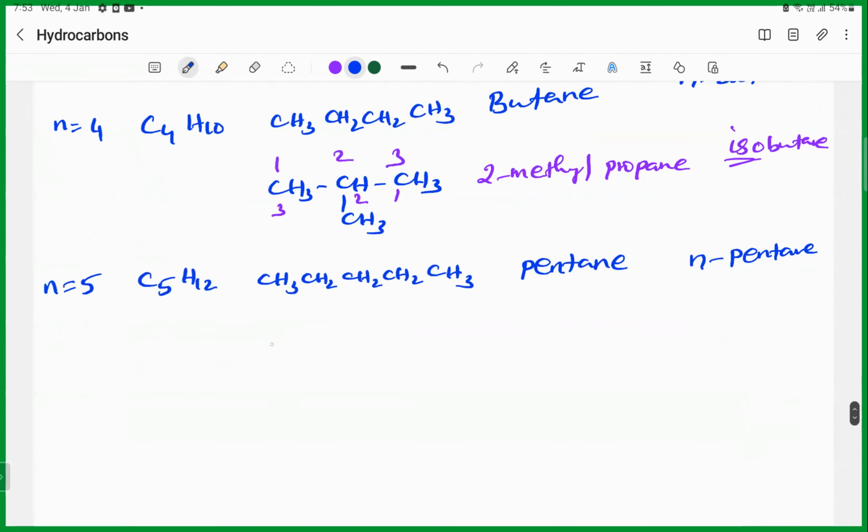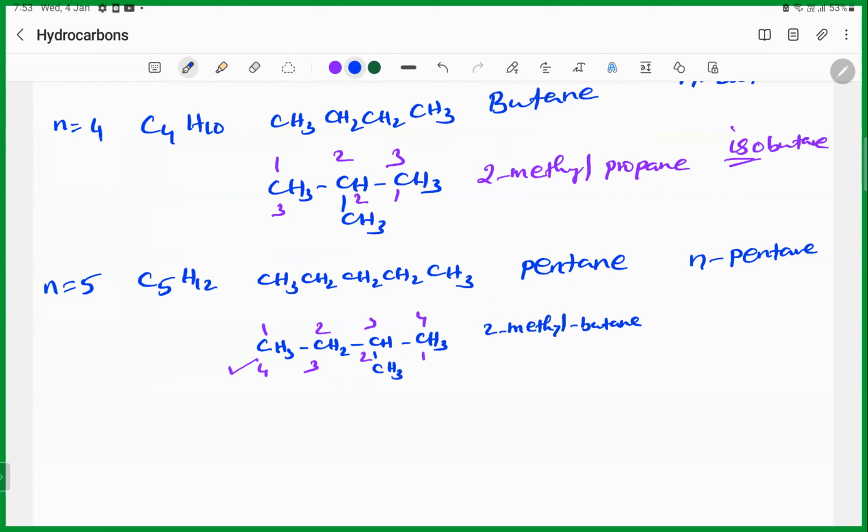The other form is CH3, CH2, CH, CH3, and CH3. Same way you have to name this, 1, 2, 3, 4 or 1, 2, 3, 4. You take the lower number because the nearest branching is at 2. Then at the second position I have the methyl group: 2-methyl. Remaining how many carbons? 4 carbons: 2-methylbutane. This name is isopentane.